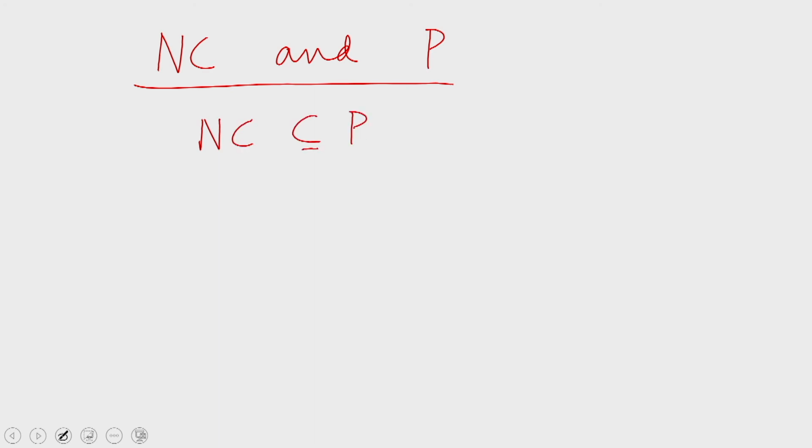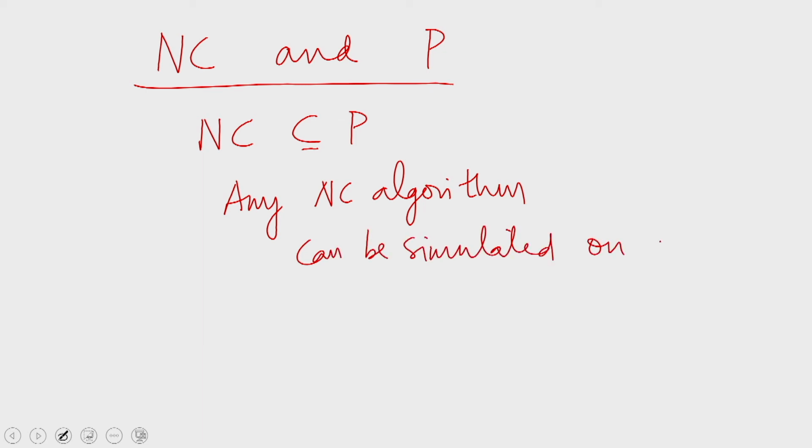Now, what can we say about NC and P now? It is obvious that NC is a subset of P. That is because any NC algorithm, in other words, an algorithm that runs in polylogarithmic time using a polynomial number of processors, witnesses the membership of some language in NC. So, any NC algorithm can be simulated on a single processor machine, which is a random access machine, in polynomial time.